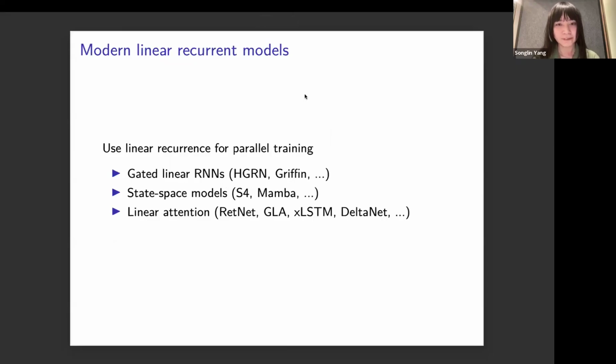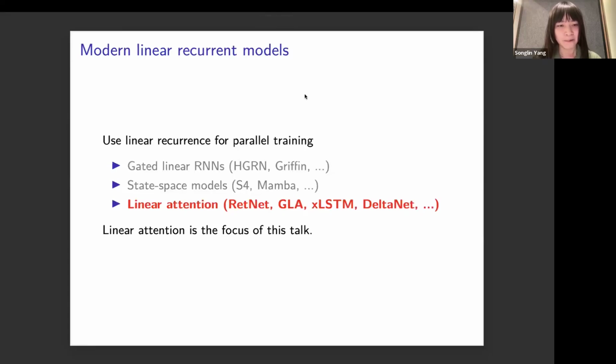To tackle the training efficiency issue, in recent years, researchers started focusing on a type of RNN called the linear RNN. By linear, they use linear recurrence so that training can be parallelized across the sequence length. We have many types of linear variants, for example, gated linear RNNs, state space models, and linear attention models. In this talk, I will be focusing on linear attention, which is arguably the most hardware efficient and the most performant one.